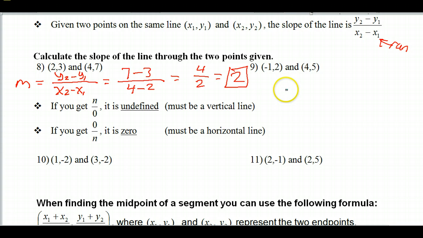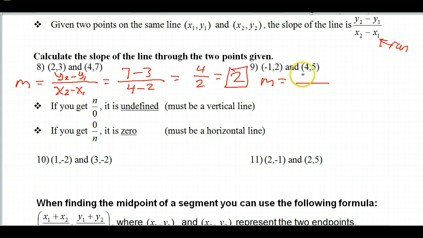Okay, so number 9. Chase, help me out. Talk to me. 2 minus 5. I thought that was 2. Yes, okay. Let me point out something like Chase was just saying. See how he said 2 minus 5 or 5 minus 2? It really doesn't matter which order you do it in, as long as you do it the same way for the top and the bottom.